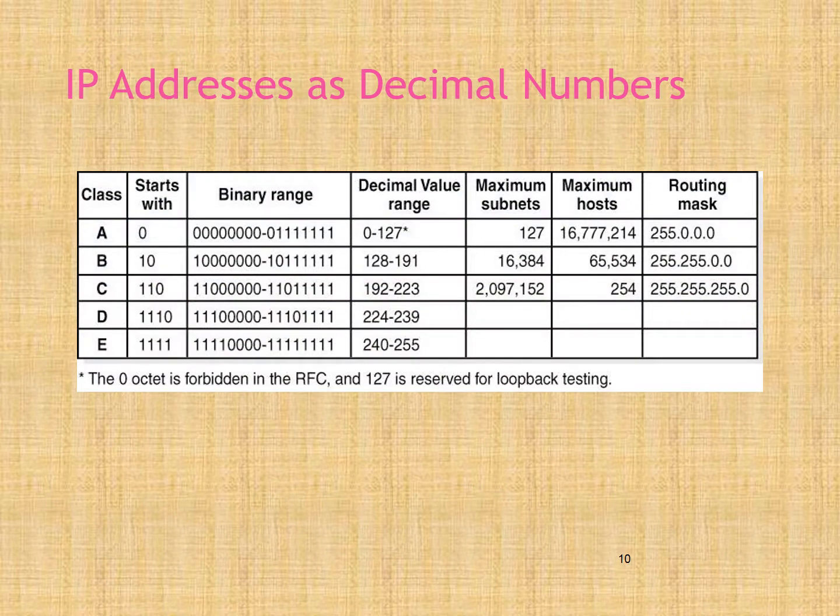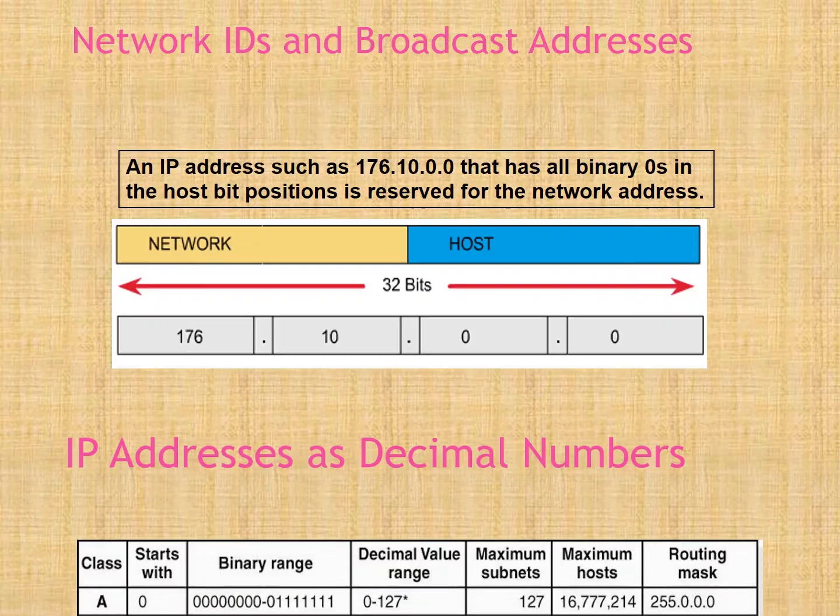This is the decimal number. Classes A, B, C, D, E start with 0, 10, 110, 1110, 1111. Here we see the binary range, decimal value range, network portion, host portion, and default mask. The 0 octet is forbidden in RFC 1700 for testing.